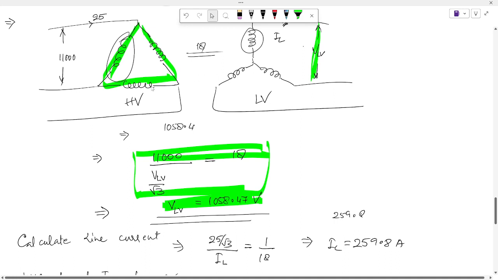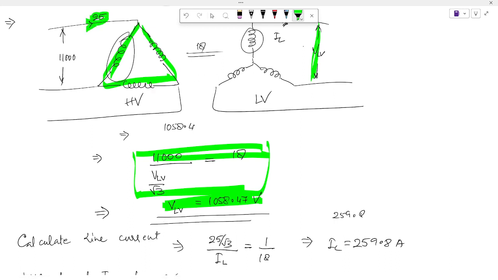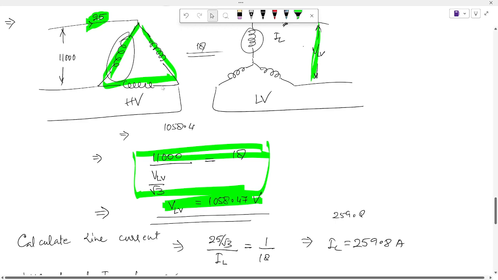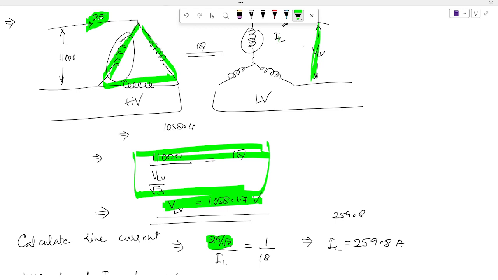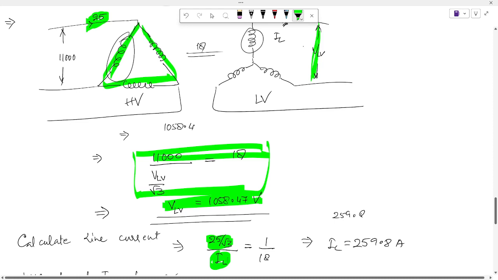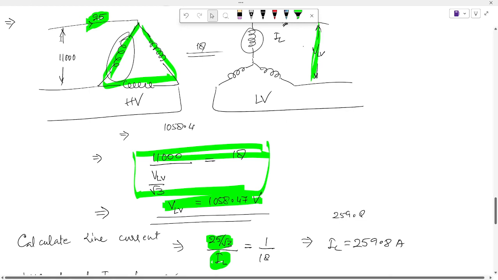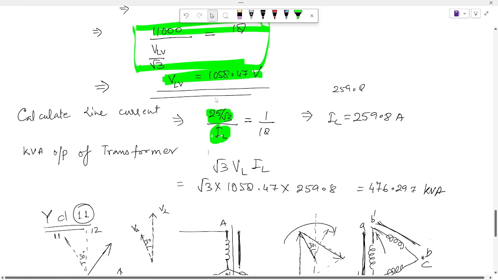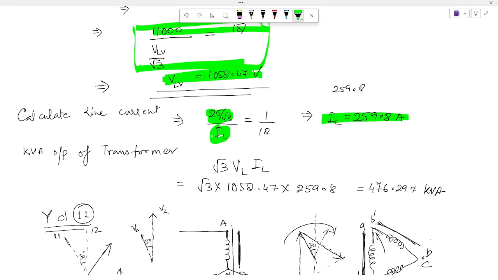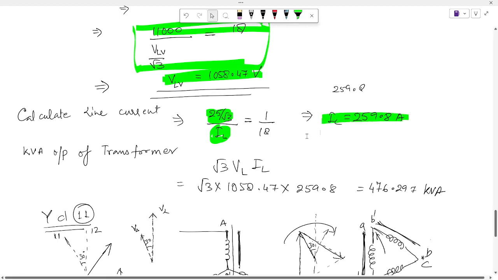Now they are saying calculate the low voltage side line current. So we have the delta side line current as 25 amperes. So we can apply the same formula. The phase current in the delta winding will be 25 by root 3, and the phase current and the line current in the star winding are the same, considered as IL. So 25 by root 3 divided by IL will be equal to 1 by 18. What is the value of IL? Similarly, by the transformation ratio, we are getting 259.8 ampere.